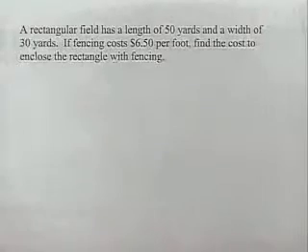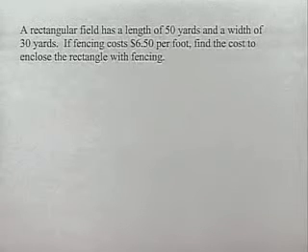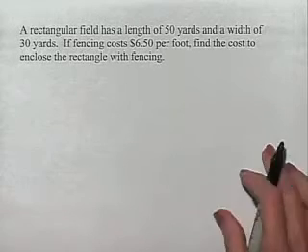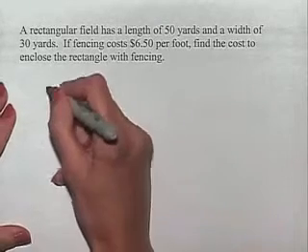Now let's look at a problem dealing with perimeter. A rectangular field has a length of 50 yards and a width of 30 yards. If fencing cost $6.50 per foot, find the cost to enclose the rectangle with fencing. We're going to start off by giving ourselves a quick sketch.